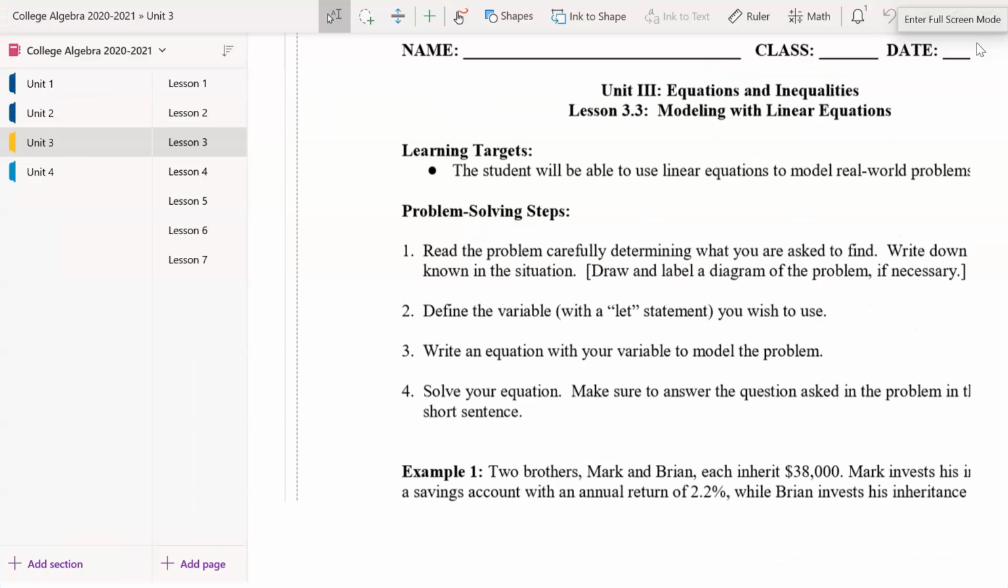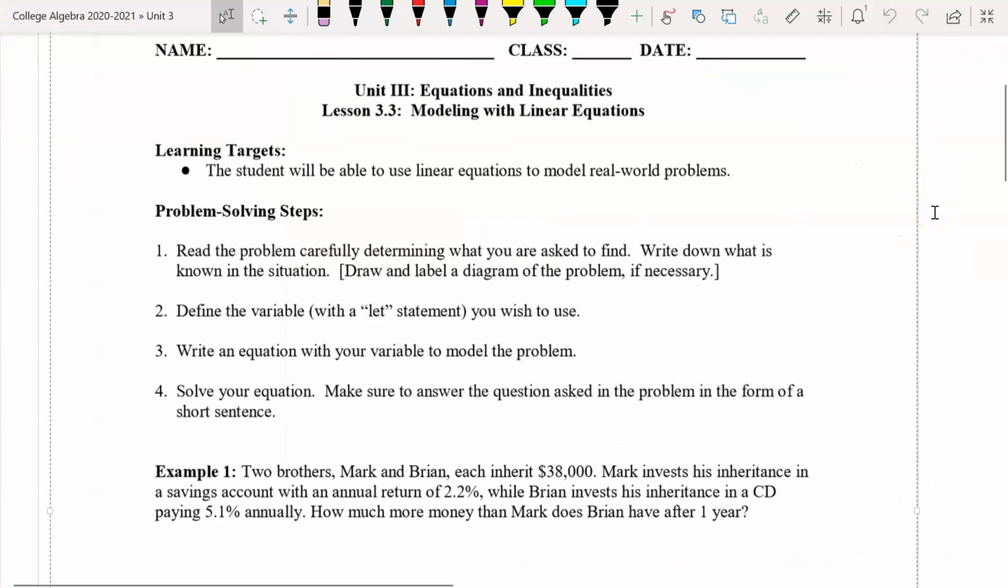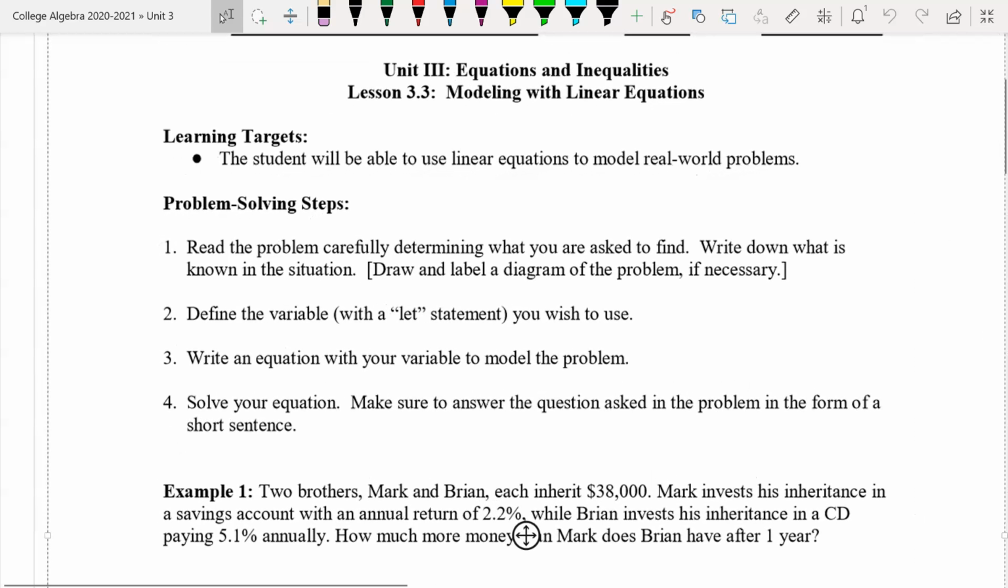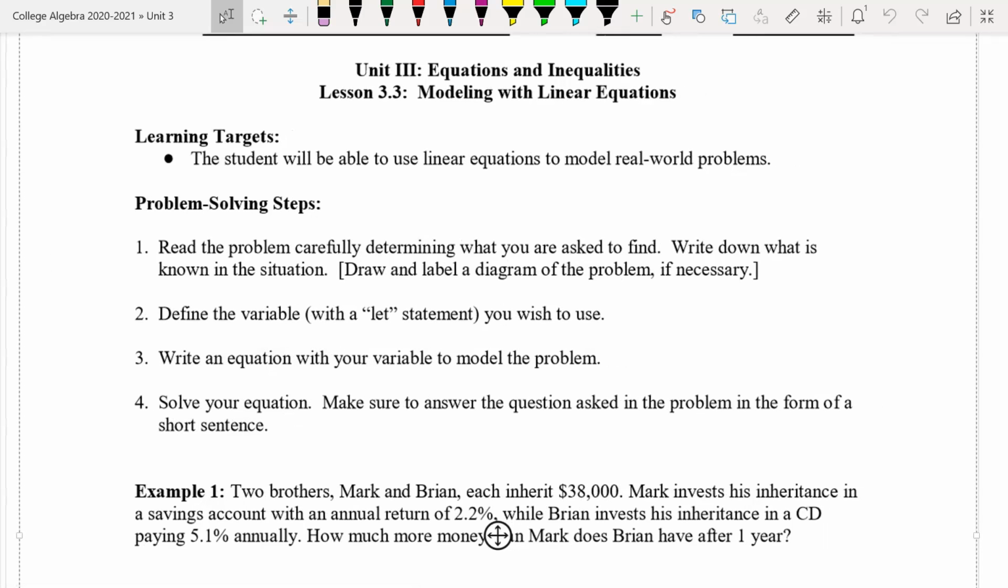Alright guys, so now that we've solved basic equations, we're going to talk about modeling with linear equations, aka word problems. And this does show up on the Hawk, so it's very important that we go over this stuff. So just some problem solving steps: number one, you read the problem carefully, determining what you are asked to find, write down what is known in the situation, draw and label a diagram of the problem if necessary.